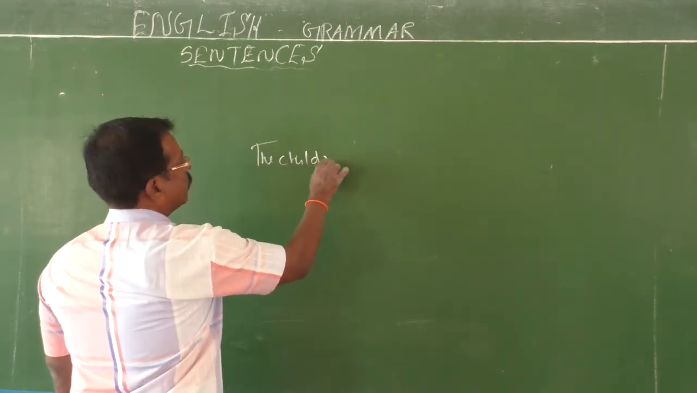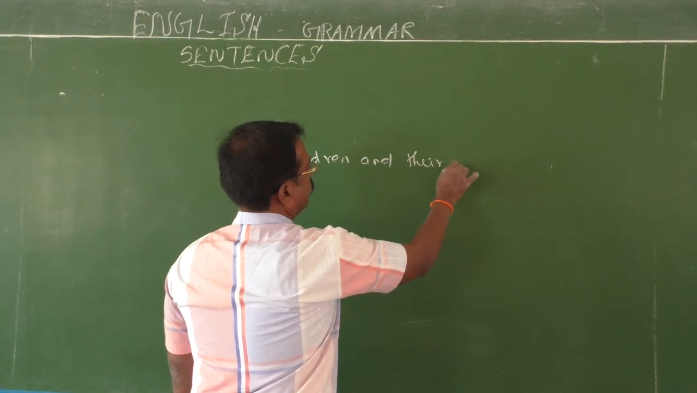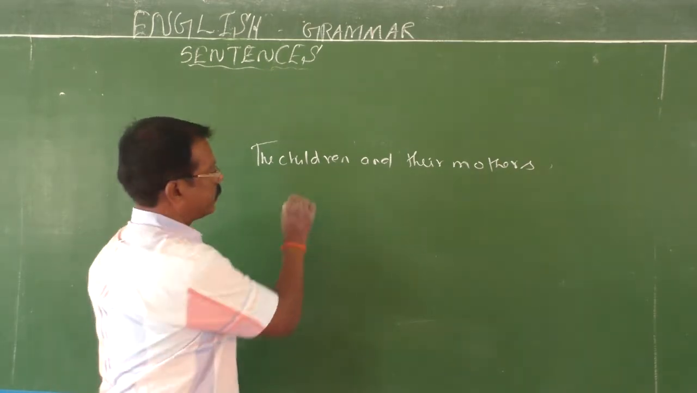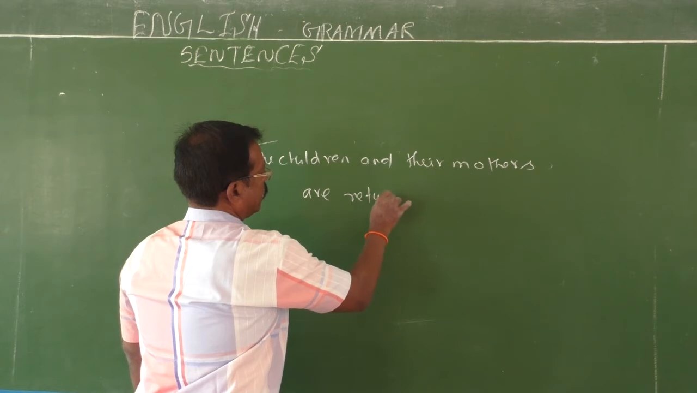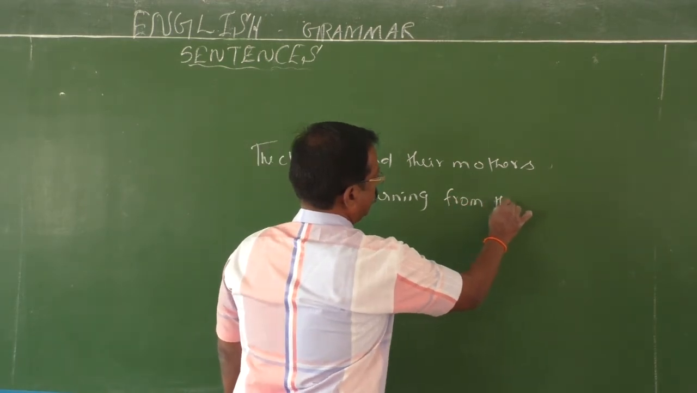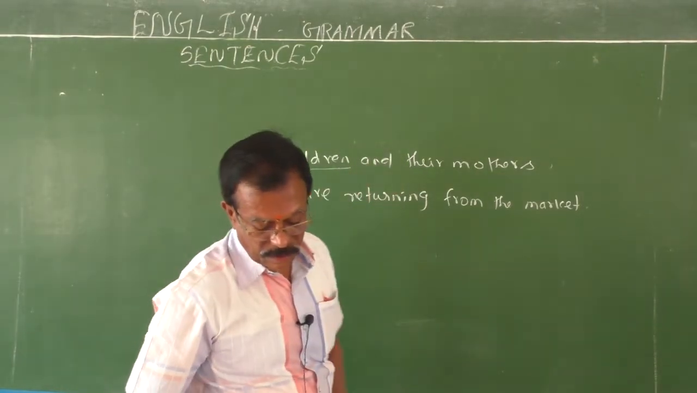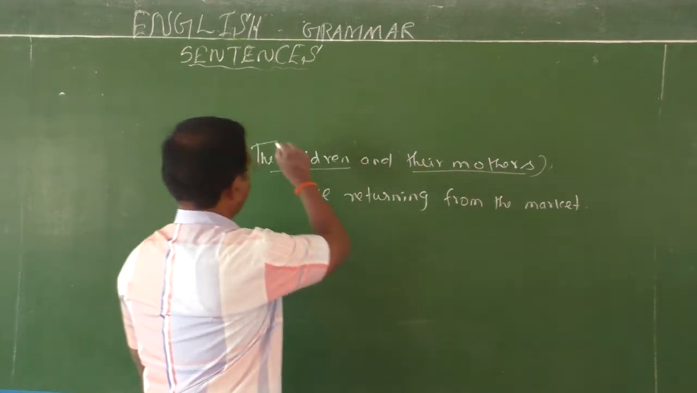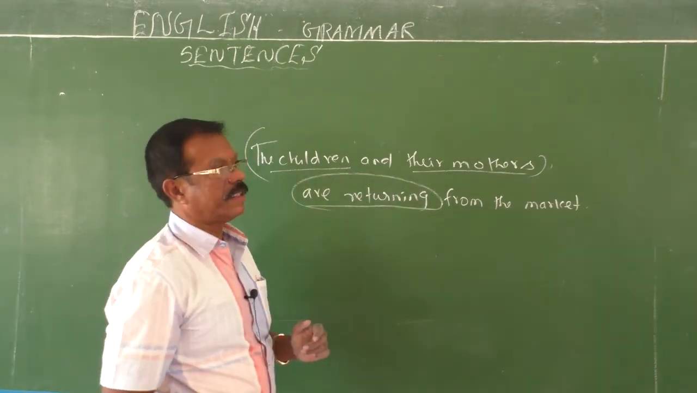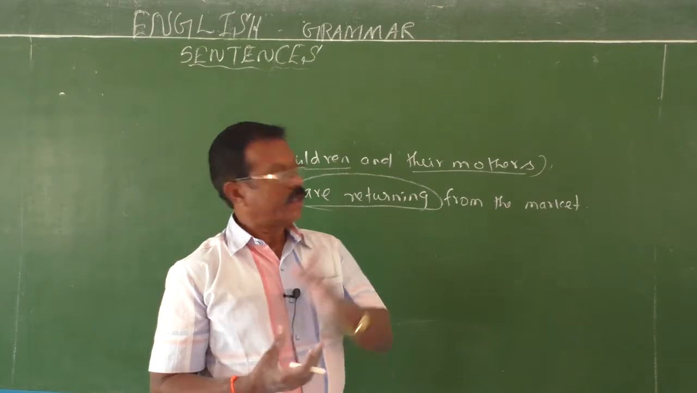See the sentence: the children and their mothers are returning from the market. Though here the children and their mothers are two subjects, they have a common finite verb, are returning. Only one main idea is there. They are coming back. That is the only main idea. Therefore, this sentence is a simple sentence.